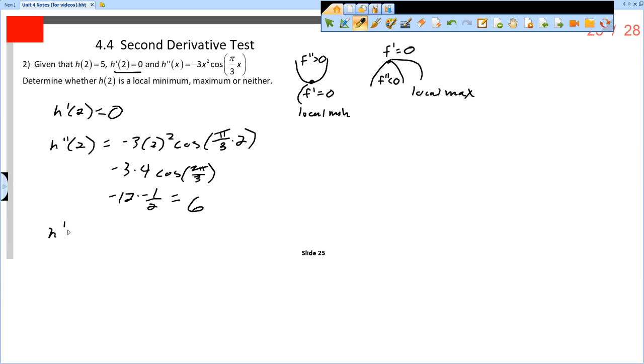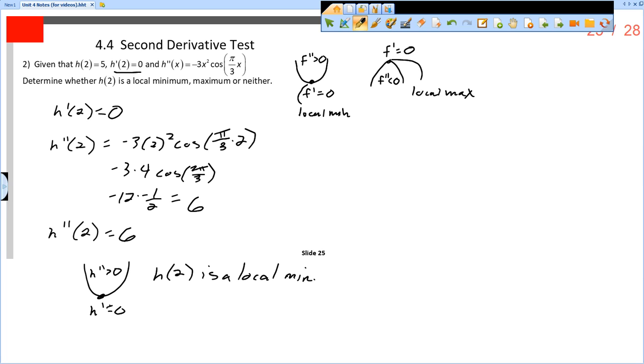So h prime of 2 is 0, and h double prime of 2 is 6. Therefore, we must have a local minimum, right? Because h prime is 0 and h, not f, h double prime is greater than 0. Therefore, h of 2 is a local minimum. All right, so that is slide number 25.